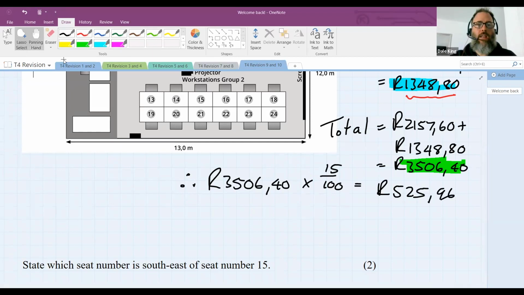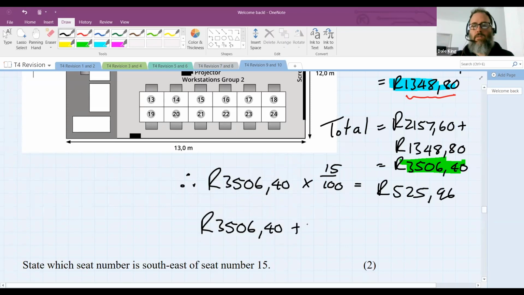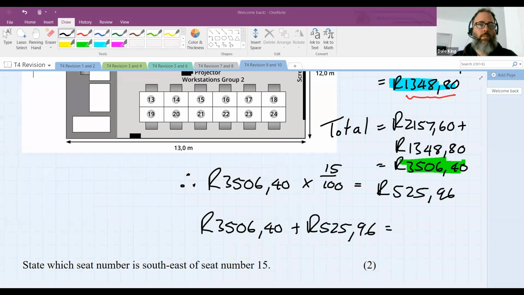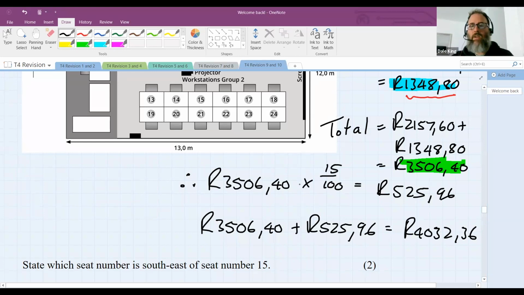Then you add the 525.96 on to this value here, plus 525.96, and that should give you the same answer. There we go. Yes, so it gives you the same answer. So that's the two-step process. Work out the VAT portion and then add the VAT portion on.